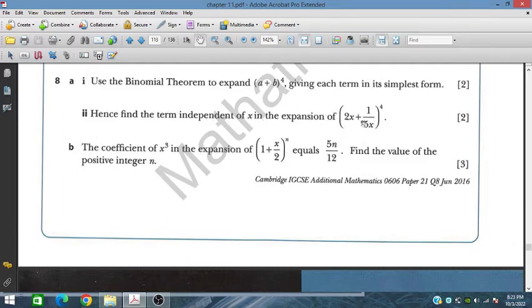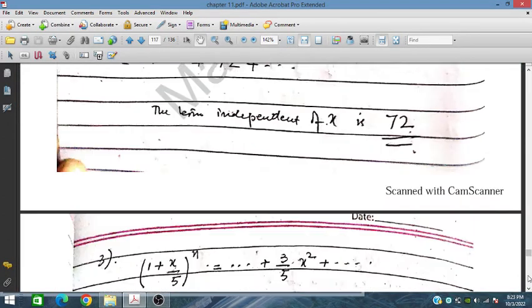So we will use it in part 2, and this part 8a could be used here in place of this. So okay, we have to find the coefficient of x cube, which is equal to 5n by 12. So find the value of n. So we will solve this question number 8, part A and B, from A to B, and then 8b. So let's solve this question number 8 here.